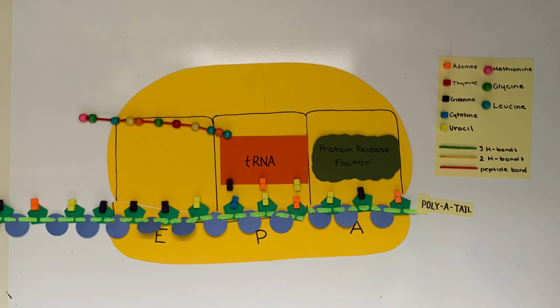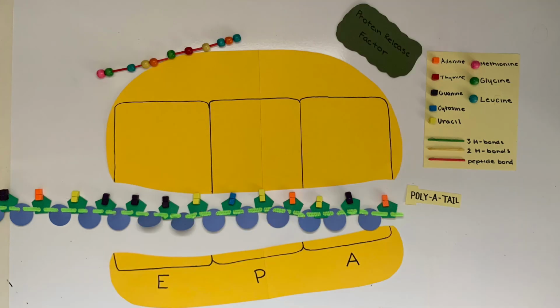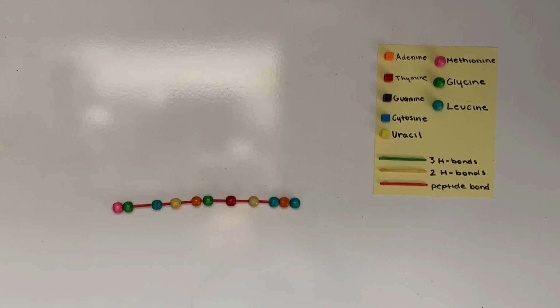Termination comes next. During termination, a stop codon, UGA, UAG, or UAA, is reached on the mRNA strand and signals protein synthesis to stop. A protein release factor is introduced, and the polypeptide chain, ribosomal subunits, protein release factor, and mRNA strand are all separated, ending termination. The polypeptide chain now needs to be made into a protein.